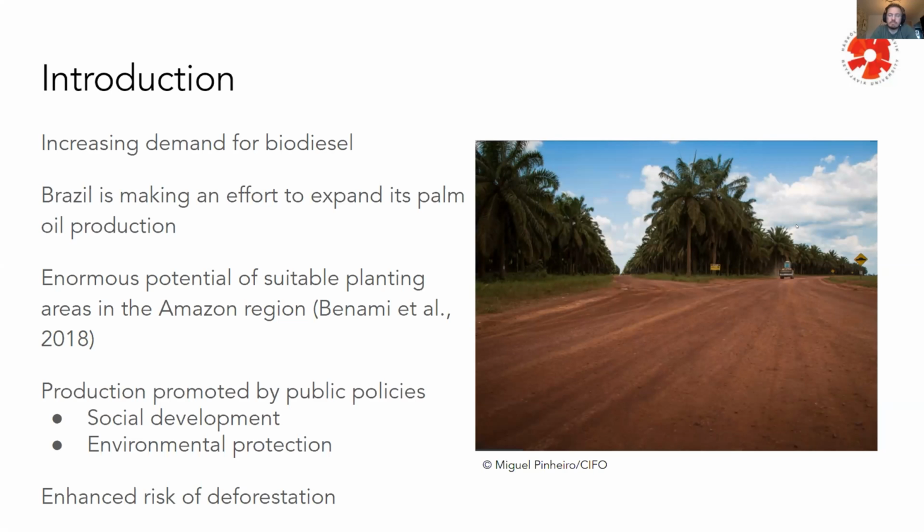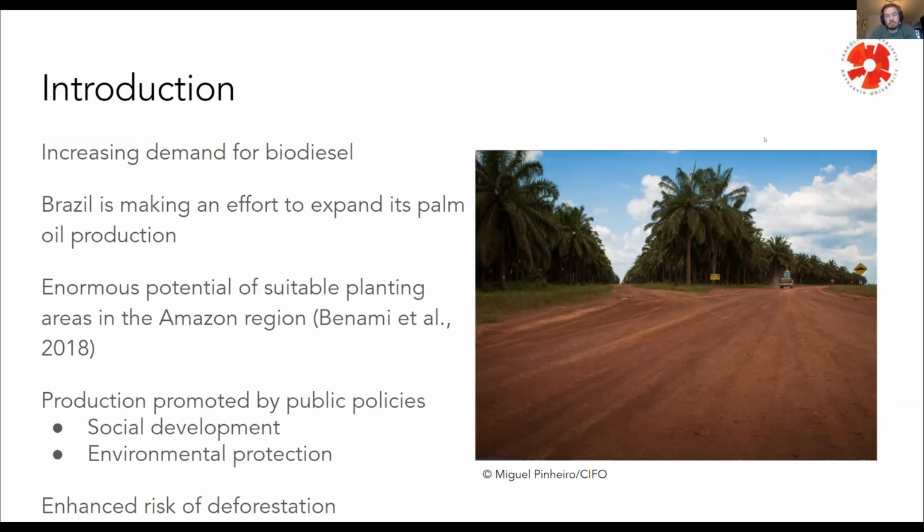Something about palm oil that we found was interesting was that it only grows between the tropical latitudes of 10 degrees north and 10 degrees south. So it's a thin strip across the world that is appropriate for palm oil development.